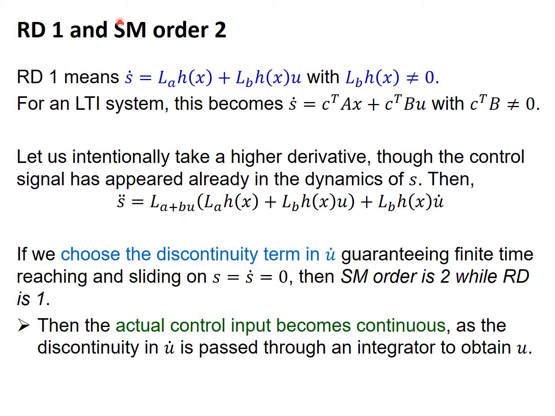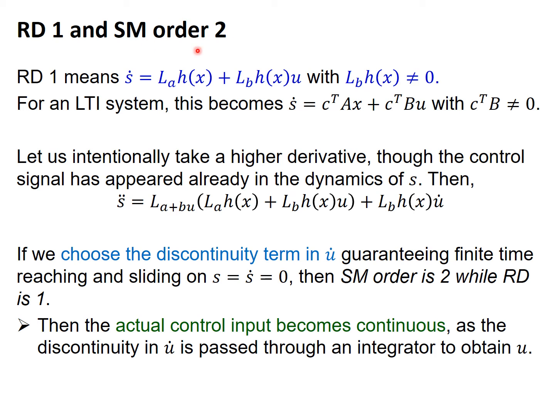So if we have the sliding mode order equals to relative degree, then U will contain the discontinuity. This is true for any relative degree. Any relative degree rho, sliding mode order is also rho. That means the rho-th derivative of S must contain the discontinuity. Then U must contain the discontinuity.